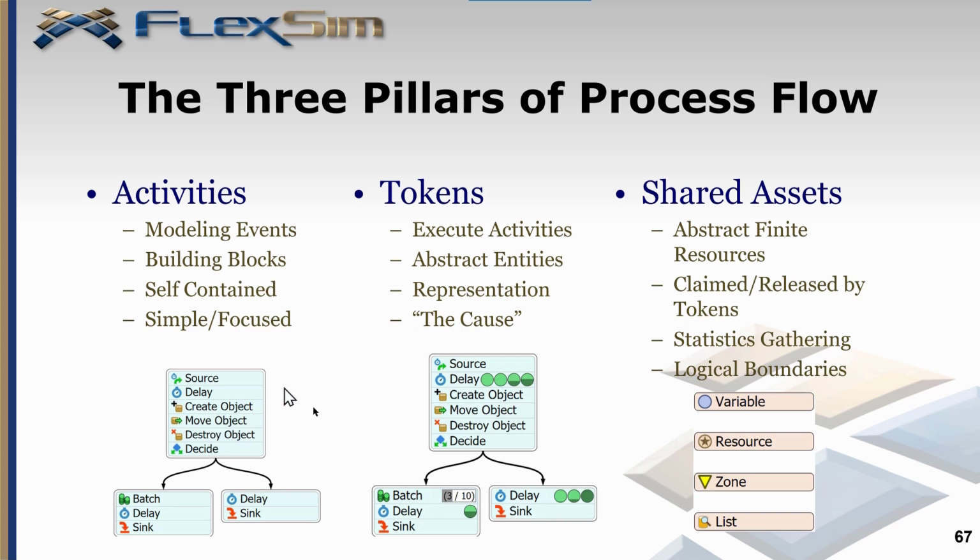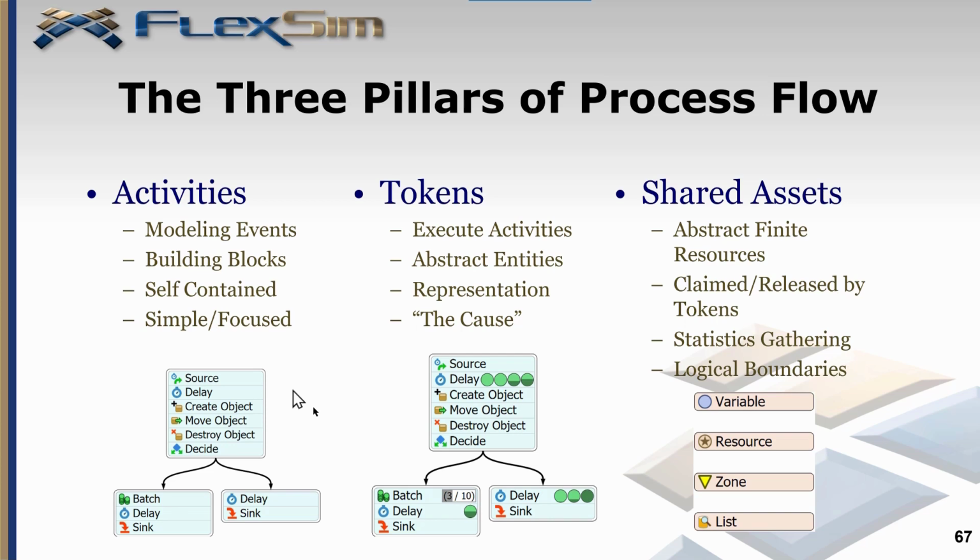Okay, tokens. Tokens are markers that flow through the activities in a process flow during a simulation run. They function very similarly to flow items in a standard 3D model. Like flow items, tokens move from one activity to the next, much like a flow item moving from a source to a queue to a processor and so forth.